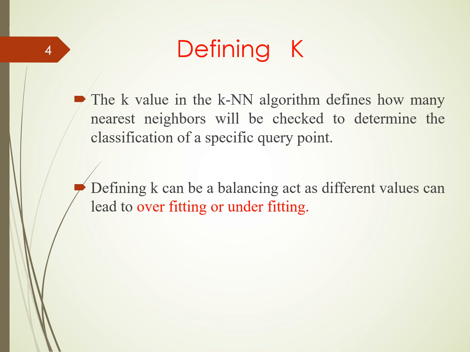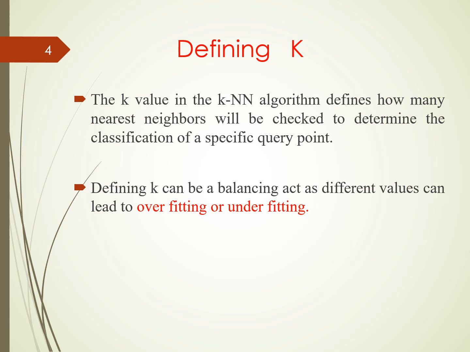Defining K. The K in the algorithm depends on how many nearest neighbors will be checked to determine the classification of a specific query point. We should compare the nearest neighbors K times. For example, if the K value is 3, we consider only the 3 nearest neighbors. If K value is 5, we compare only the 5 nearest neighbors. If K is 10, we consider only the 10 nearest neighbors. Defining K can be a balancing act, as different values can lead to overfitting or underfitting.